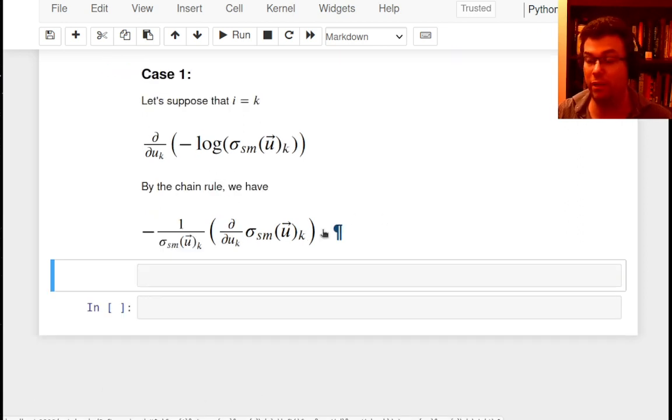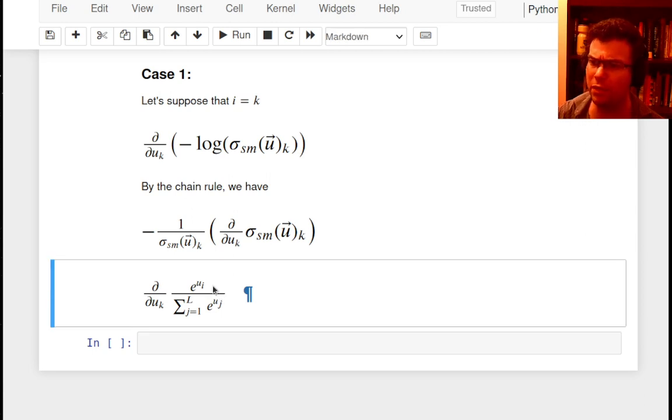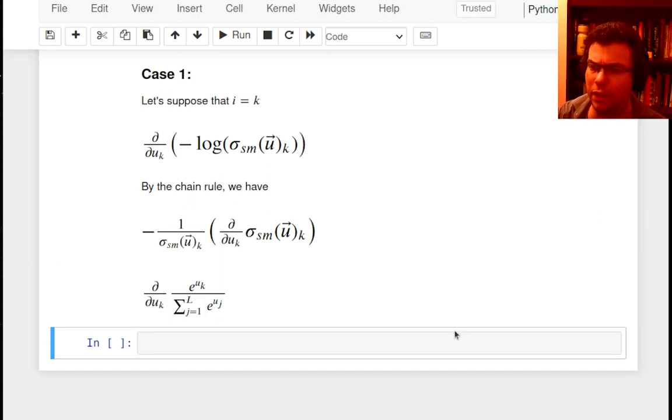So what I have here, like I said, is 1 over the outer, which is the derivative of the log, times the derivative of the inner. That's the chain rule. Now the derivative of the inner is directly a derivative of the softmax function, which I conveniently have on my clipboard here. We're looking at the kth component, so I would say here e to the u_k over that. And I'm going to do this with the quotient rule.